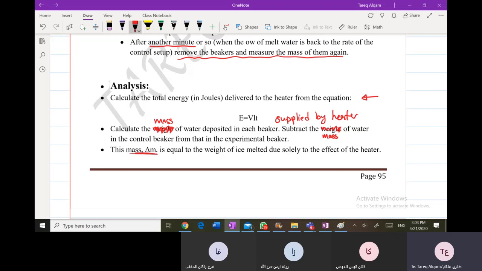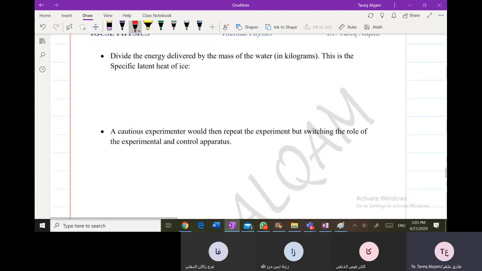The change in mass is equal to the mass of ice melted during this process. Divide the energy, as you mentioned before. We wrote this before, no need to write it again. Specific latent heat equals IVT over delta M. Right, IVT over what? Delta M.